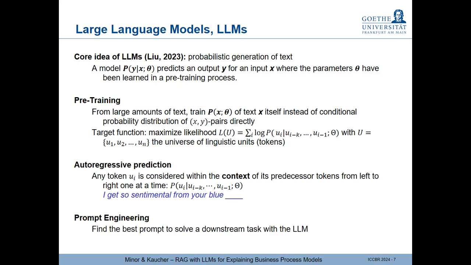Then the predicting model replaces the [masked token] by any linguistic unit, for instance by eyes or hair or even VW Beetle with a lower probability. Prompt engineering is then the task to find a good prompt, to define the best prompt to solve a task with the large language model. For instance, the task of creating an explanation for a business process model.